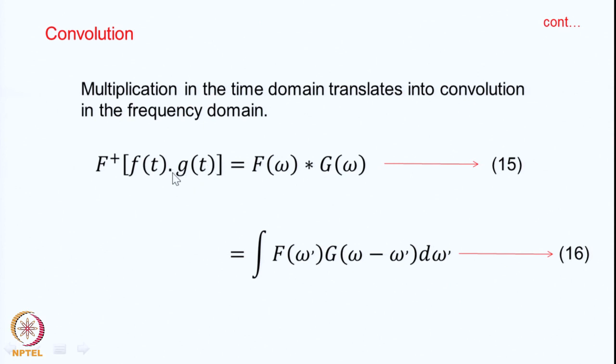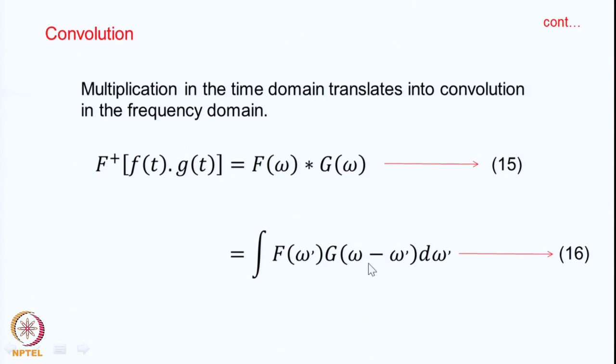In this, suppose we were to consider a multiplication, f of t multiplied by g of t, where g is another function. This is like modifying the FID in some manner. So in that case, we calculate the two individual Fourier transforms, and then we take a convolution of these two functions. The convolution is an operation which is defined in this manner: you take f of omega prime into g of omega minus omega prime, and take the integral over d omega prime.